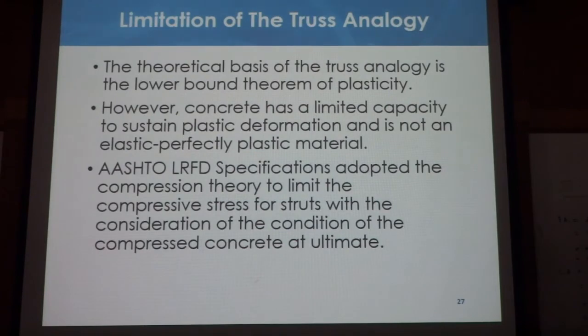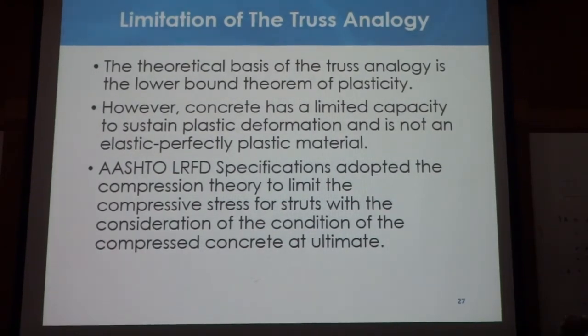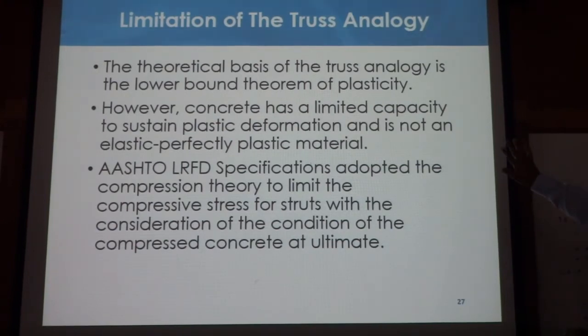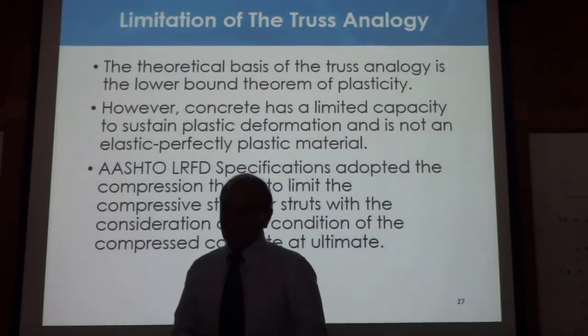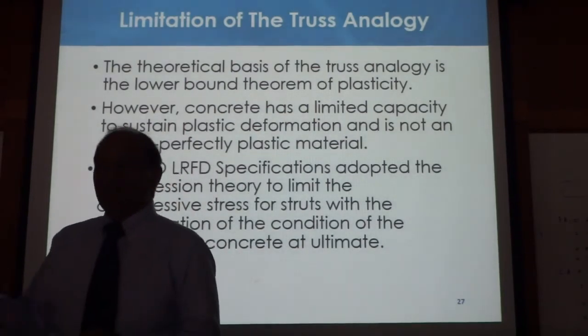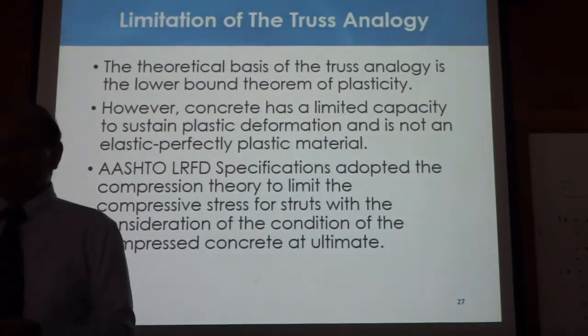So these are the limitations, of course. The first one is not a limitation, actually; that's a good thing. The theoretical basis of the truss analogy is the lower bound theorem of plasticity, which is a good thing. So we just know that this is a lower bound solution. The second one, however, is that concrete has a limited capacity to sustain plastic deformation, and it is not a perfectly plastic material. That means with large cracking, we cannot predict what happens after that.